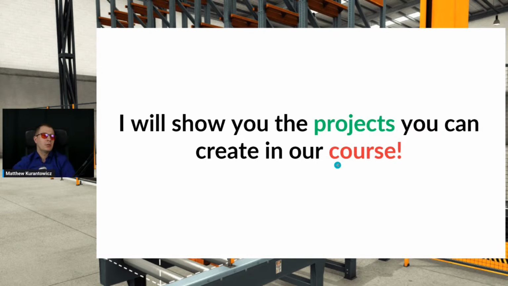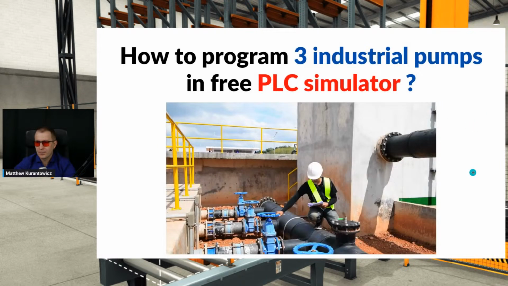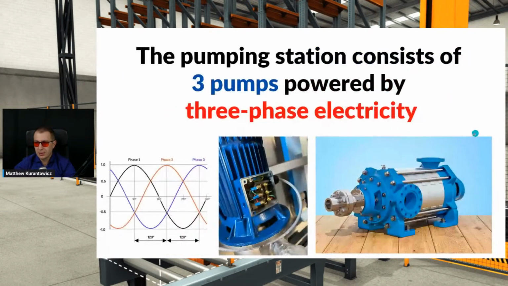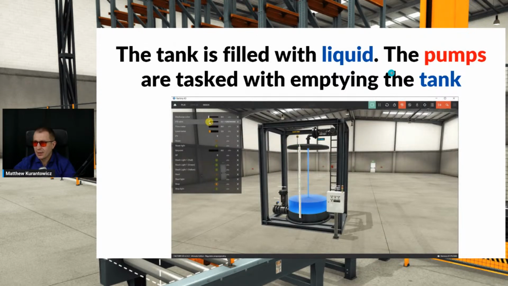Now I will show you the projects you can create in our course. Let's get started with the free industrial pumps project. How to program free industrial pumps in free PLC simulator. Here we have the description of our project. The pumping station consists of 3 pumps powered by 3-phase electricity, and the tank is filled with liquid. The pumps are tasked with emptying the tank.